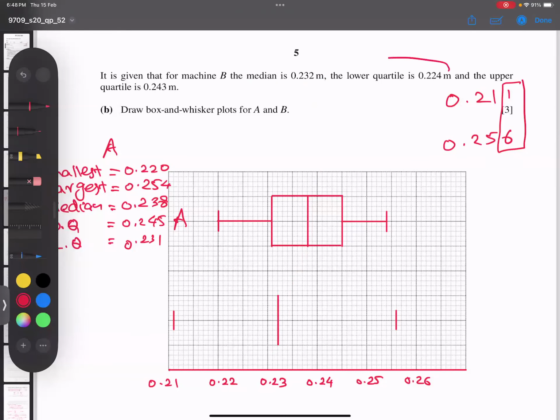Okay, now let's talk about the lower quartile. 0.224. 224 means 4 boxes, I think. You understand? And now the upper quartile, 0.243. 243 means 3 boxes. Okay, I believe it is very, very clear what I am doing, inshallah.